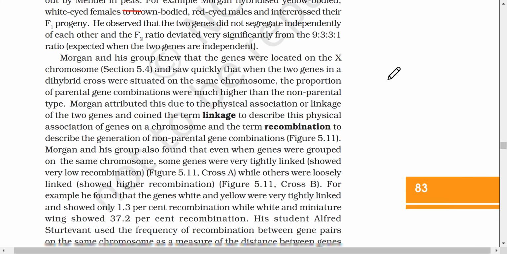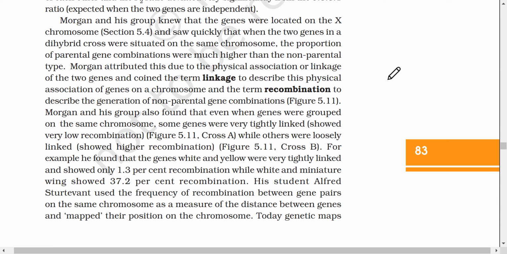Morgan and his group knew that the genes were located on the X chromosome and saw quickly that when the two genes in a dihybrid cross were situated on the same chromosome, the proportion of parental gene combinations was much higher than the non-parental type. That is, the combination already present in the parent will appear in a higher proportion, with higher percentage and higher probability of appearing in the progeny. Morgan attributed this to the physical association or linkage of the two genes. Yes, linkage too was given by Morgan, and he coined the term linkage to describe this physical association of genes on a chromosome, and the term recombination to describe the generation of non-parental gene combinations.